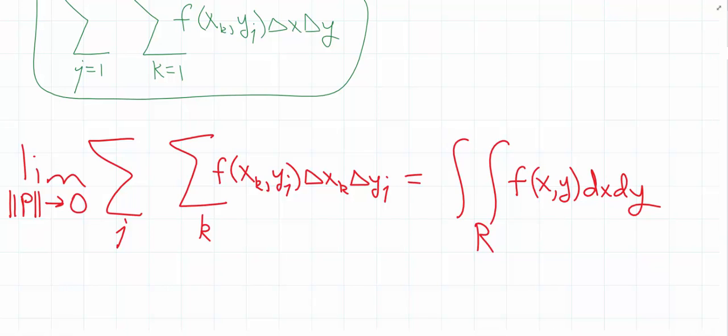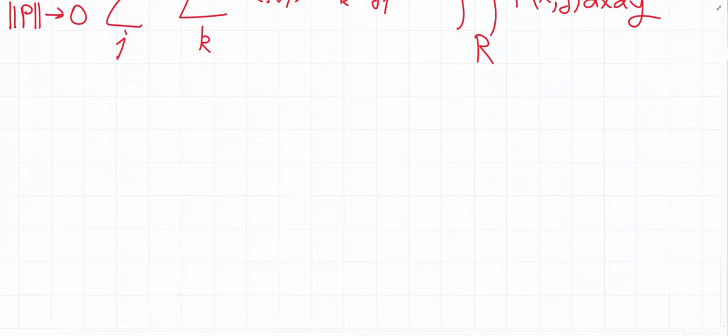Now, let's see how this might work. And we'll start off with something that's intuitive. Let's suppose that we've got some function. Let's suppose that f of x y equals 6. In other words, this is like just a horizontal plane above the xy plane, right? This is like z equals 6.